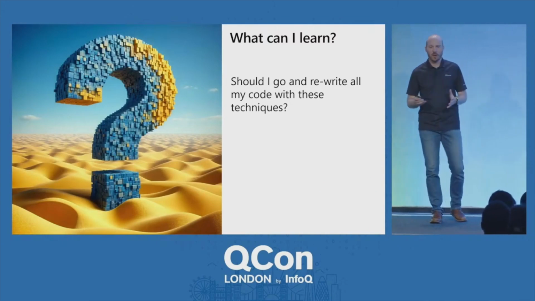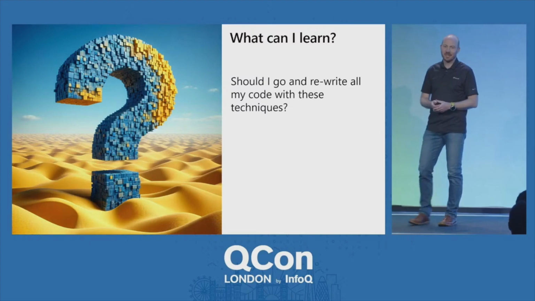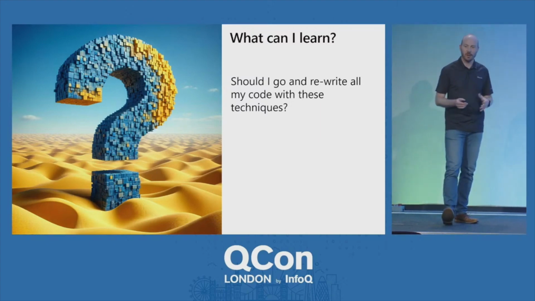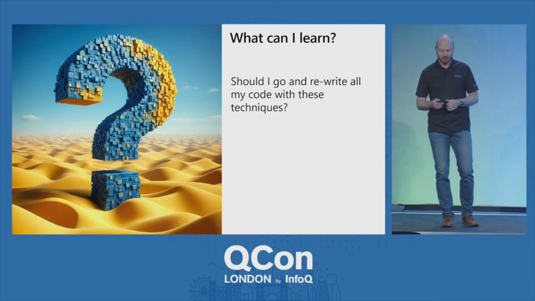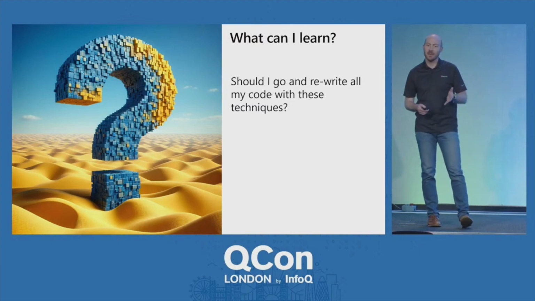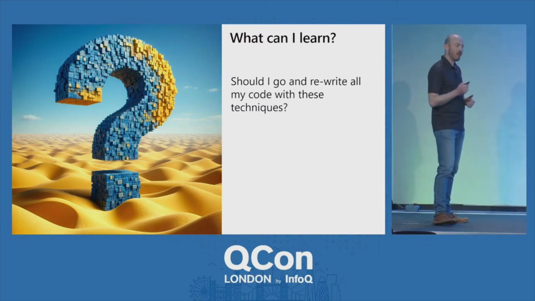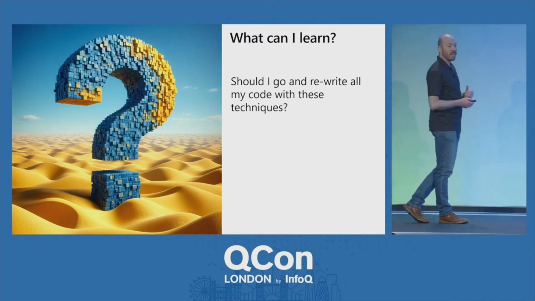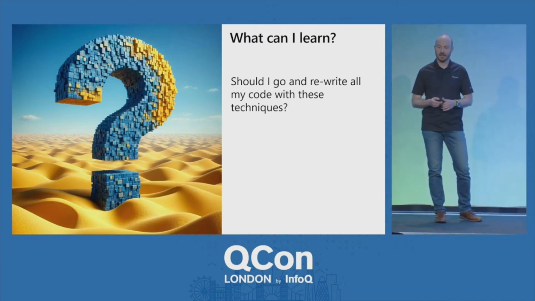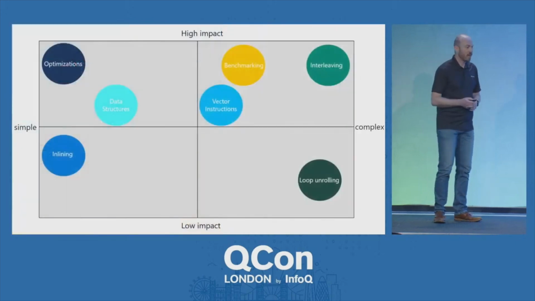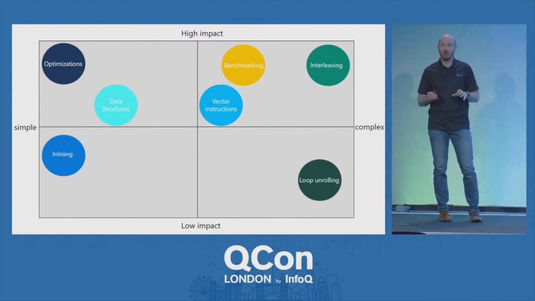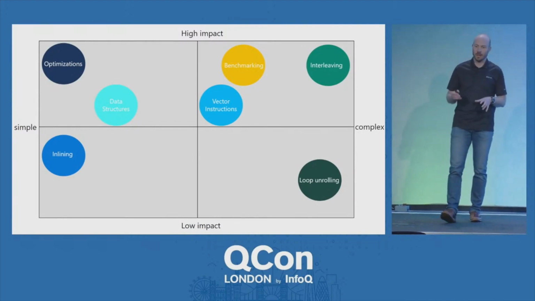Okay, so everyone's here to learn something. So what can you learn from this session? Should you go and rewrite all of your code? I hope everyone here has picked up some techniques that you might find useful. But what I actually want to finish with is getting you to ask the question of whether you should use these techniques or whether you shouldn't. And so this is my attempt at a single slide to summarize what you can learn from the fastest code in the world.